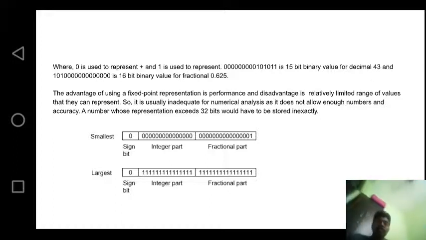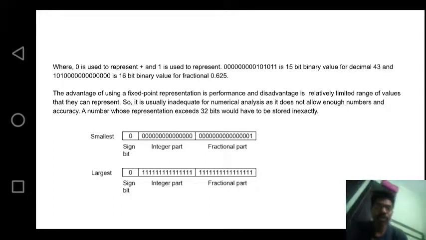See, when you go for floating point, there is no limit for the fractional part and no limit for the integer part. But for fixed point representation, we have a fixed number of bits allocated for the integer part and a fixed number of bits allocated for the fractional part. This is the disadvantage, so you can represent only a relatively limited range of values. But the advantage is that performance is faster.